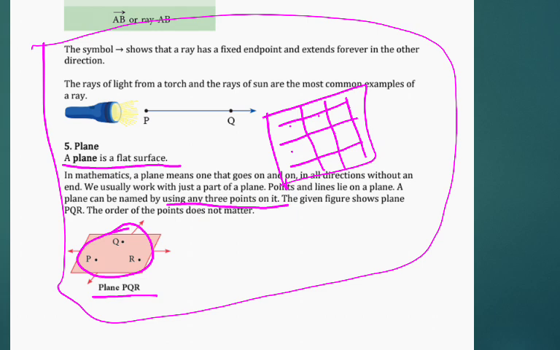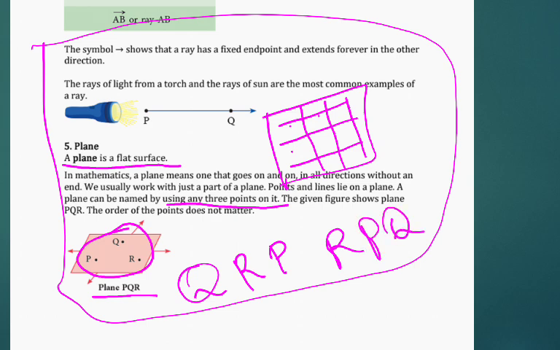So the given figure shows a plane PQR. The order of the points does not matter. You can state it as PQR or QPR or RPQ. All represent the same plane. You can take any order; it does not matter. So a plane is nothing but a flat surface. It consists of all the points and lines in it, right?